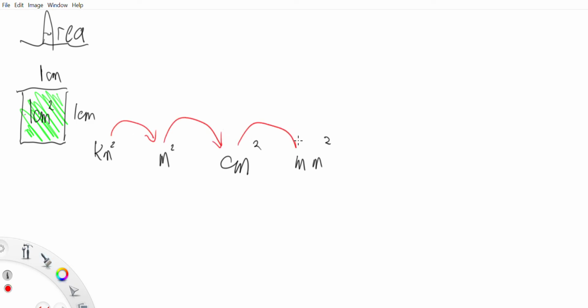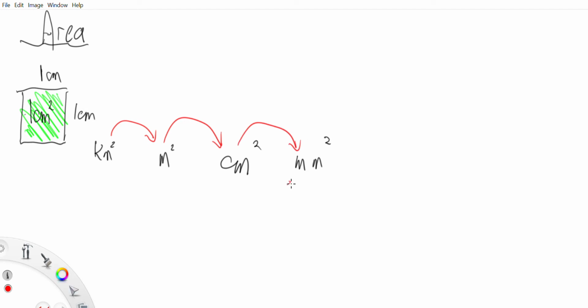We can have centimetres squared, or we can have something smaller, which is millimetres squared, which is really, really tiny. 1 millimetre by 1 millimetre. We could have something bigger, which is metres squared, or something even bigger, kilometres squared. I'm going to quickly show you what you need to do, how we convert between all of these.